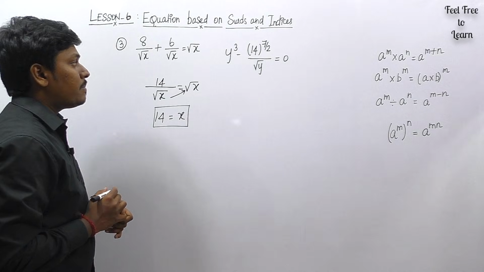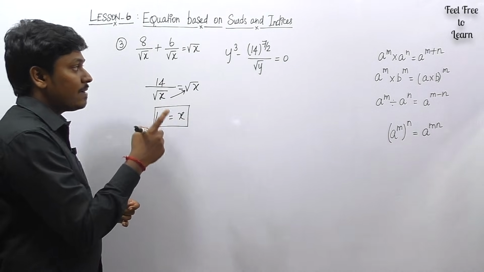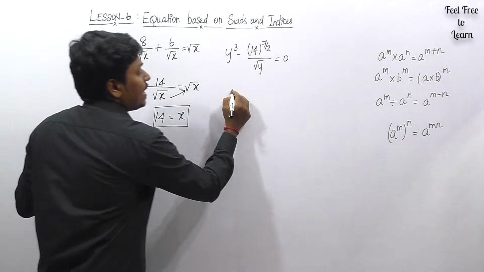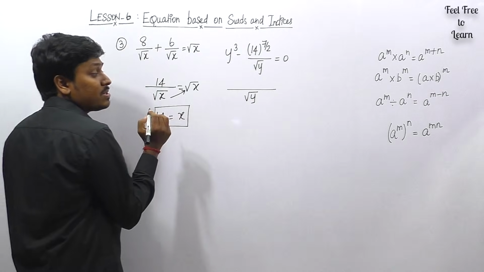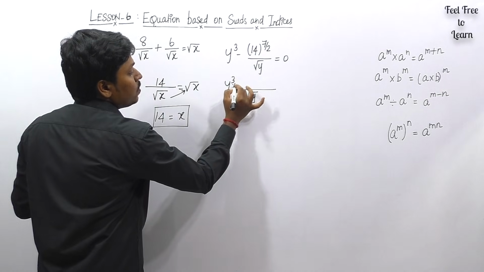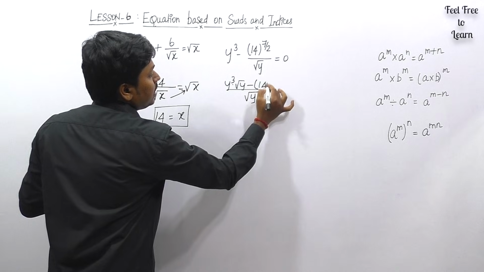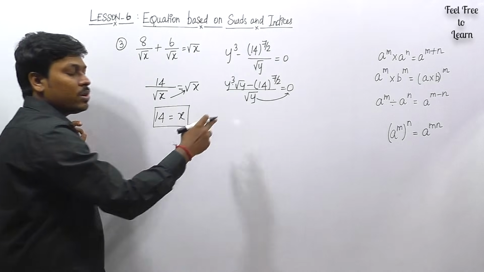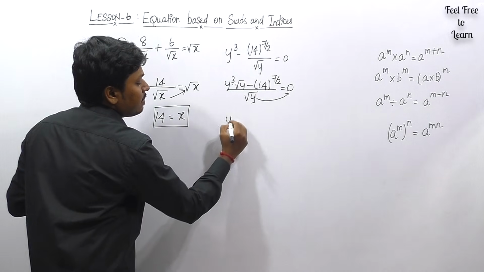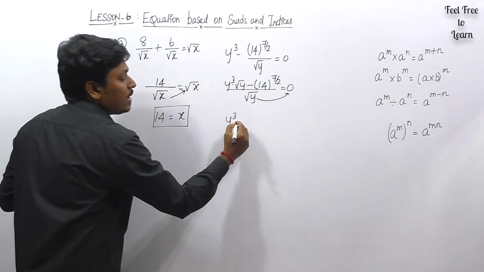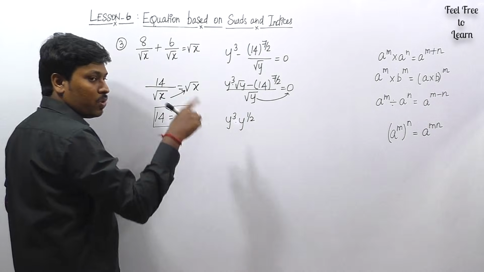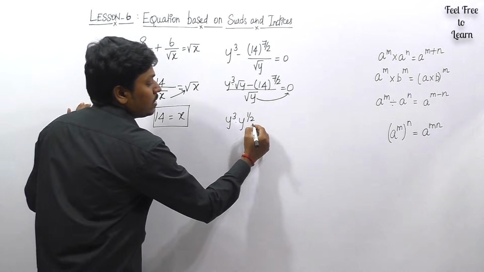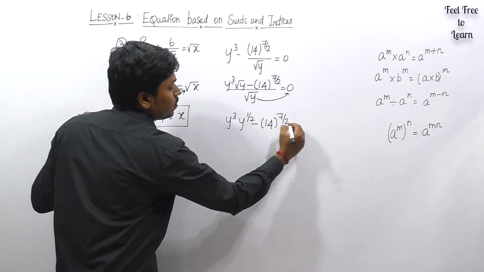So friends, y power 3 minus 14 power 7 by 2 divided by root of y is equal to 0. So similarly, first of all, let me take LCM as root of y. So when you take LCM as root of y, we need to multiply y cube into root of y, minus 14 power 7 by 2 is equal to 0. So when you bring the denominator towards the right hand side, root of y into 0 will be 0. So finally this can be written as y power 3. Root of y can be written as y power 1 by 2 because both are same. So I am writing root of y as y power 1 by 2 minus 14 power 7 by 2 is equal to 0.